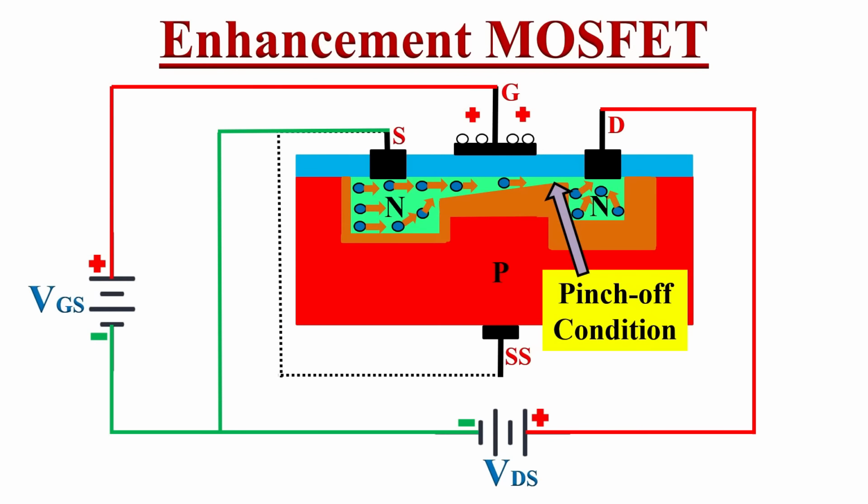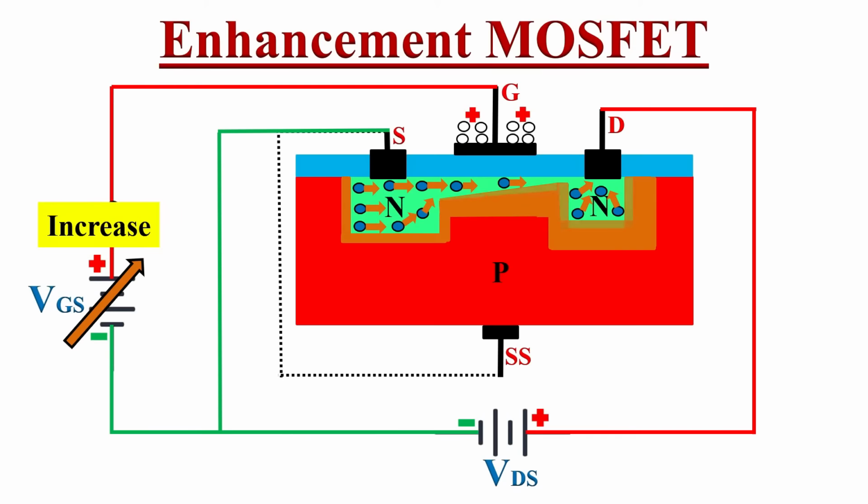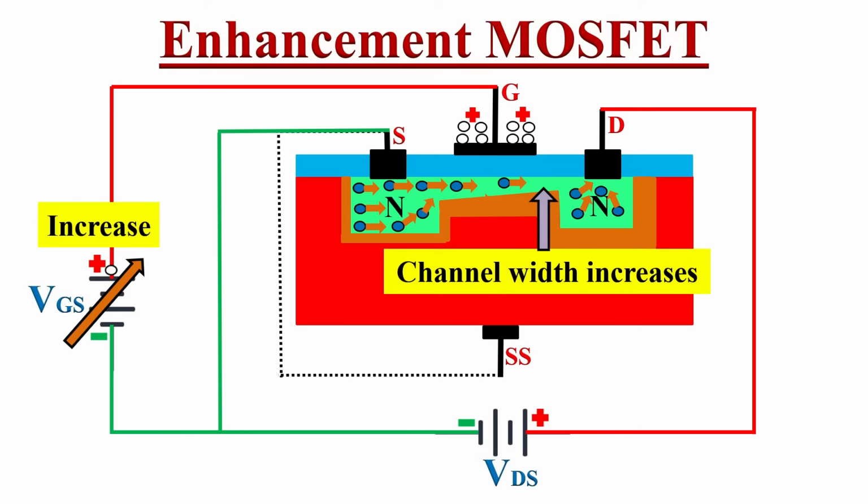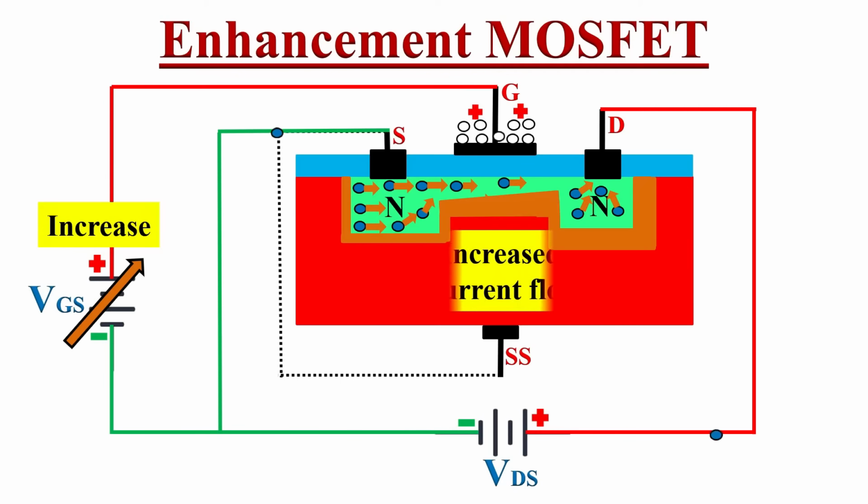But if you want to increase the current flow in the MOSFET after the pinch off condition or saturation current, we must increase the voltage between gate and source, that is VGS. As we know, the thickness of this inversion channel between source and drain can be controlled by changing the gate voltage. Here, because of the increased positive charge at the gate terminal, there will be an increase in the width of the inversion channel in the substrate. So in this way, we can increase the current flow in the enhancement MOSFET.